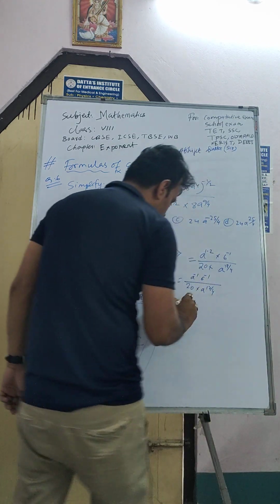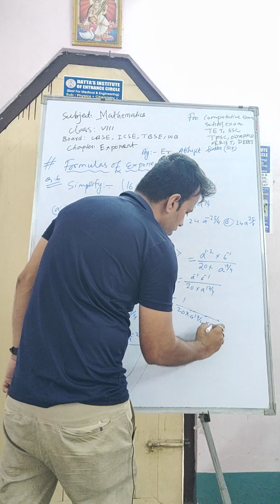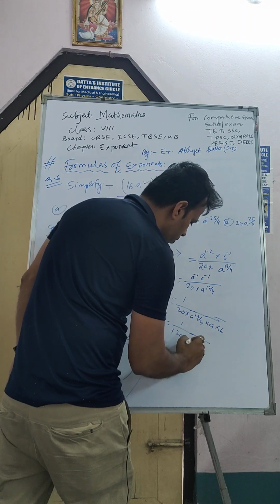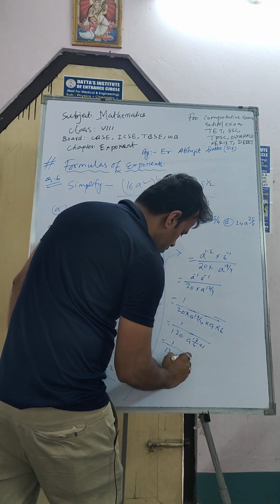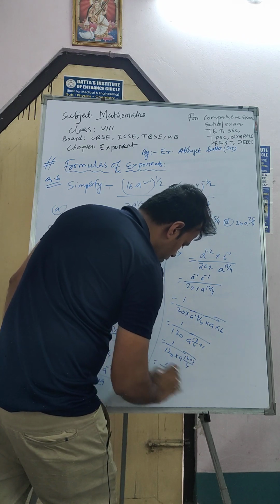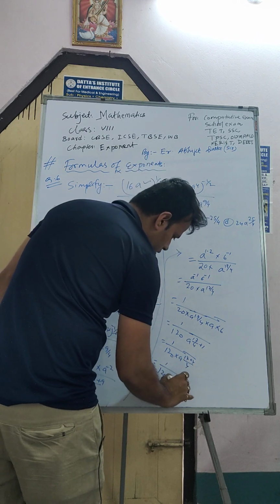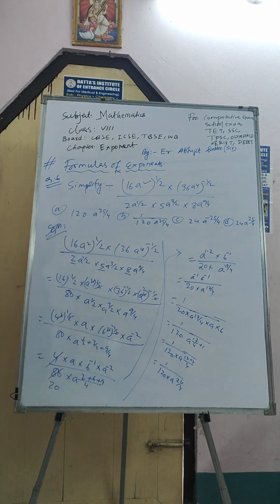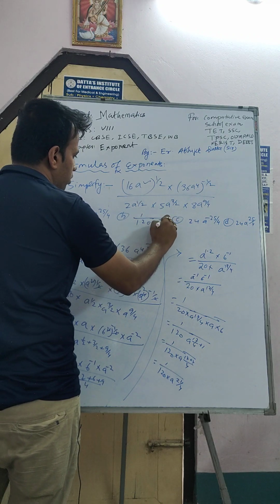Now you take this 2 into the lower side, it will be a, and here it will be 6, so it will be 120 into a to the power 17 by 4 plus 1. So 1 by 120 into a to the power what? It is 17 plus 4 by 4. So 120 into a to the power 17 plus 4, that is 21 by 4. It is 21 by 4, right? It will be 21 by 4, okay?